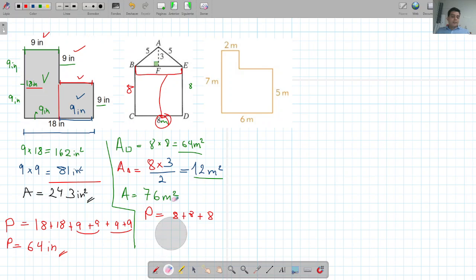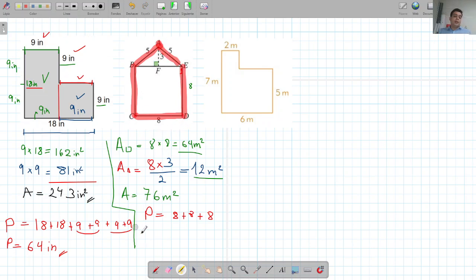I already know that you are asking, but mister, why you are not adding this, if this is 8 too? Because remember, we are going around the figure. We are going around, so we have to take into account this 8. We have to consider this other 8 and this other 8. The last side of the square, which is going to be this, I cannot take into consideration because it's inside the shape, it's not around. So we have to add this side of the triangle and this other side.